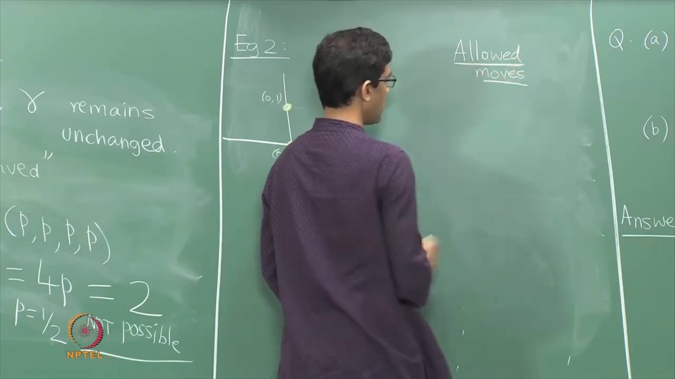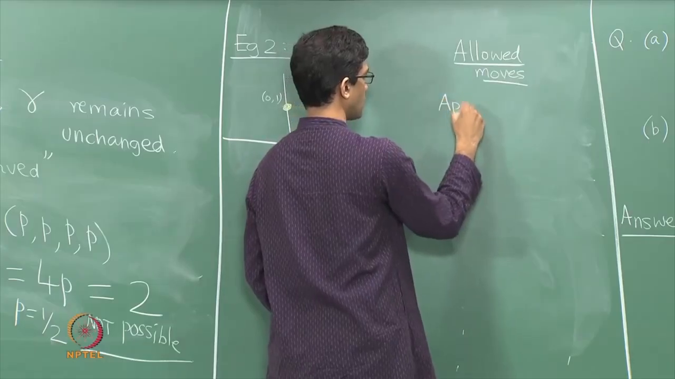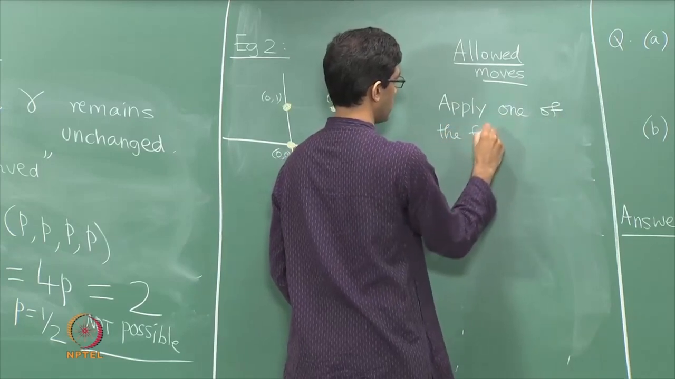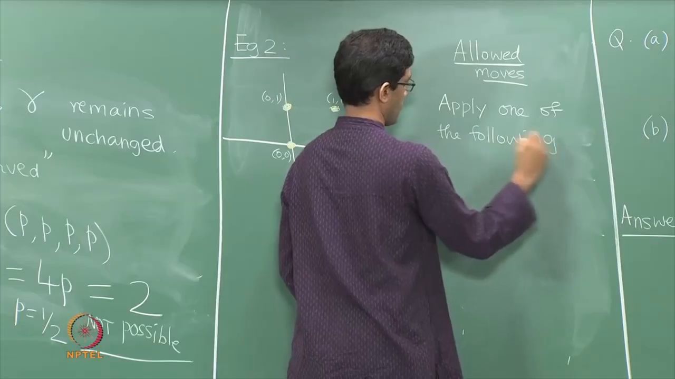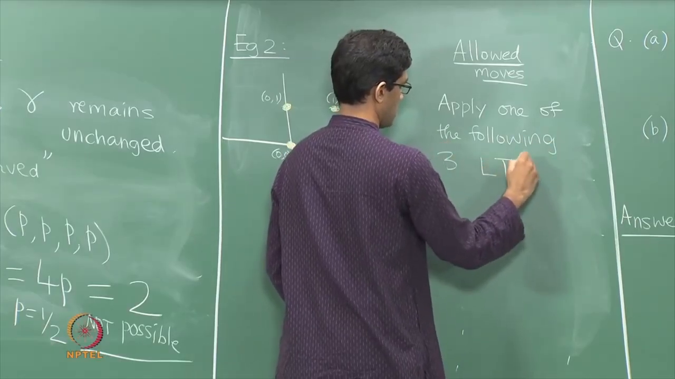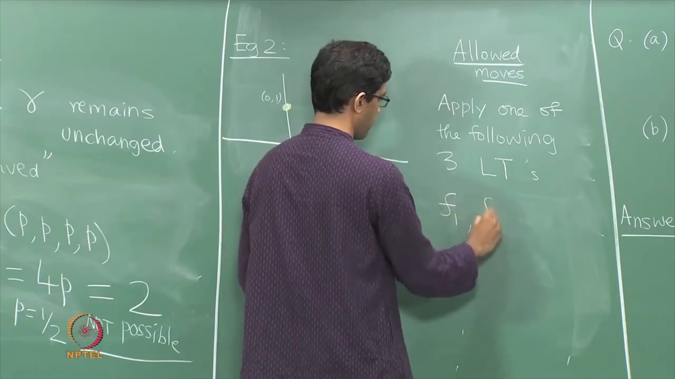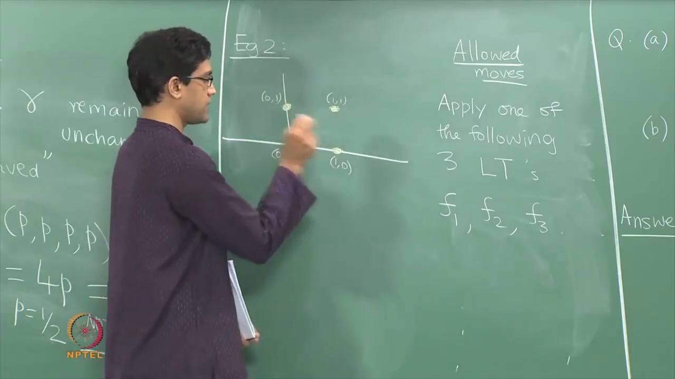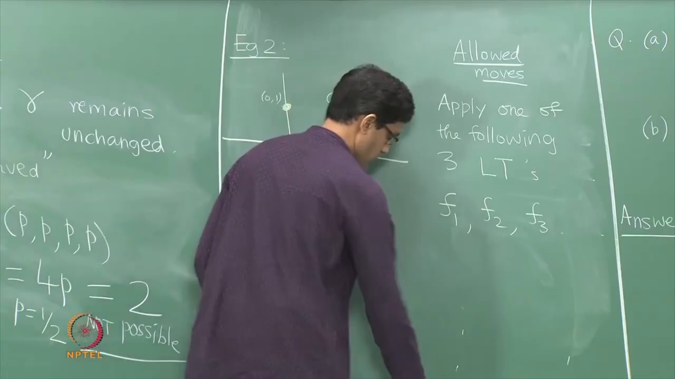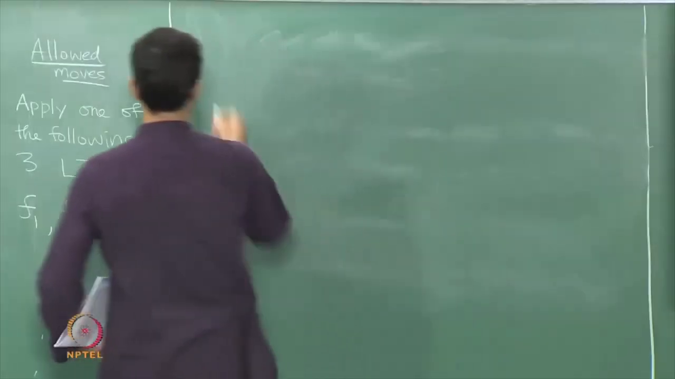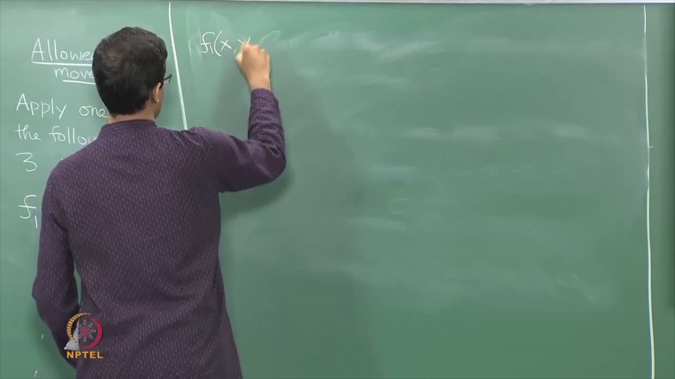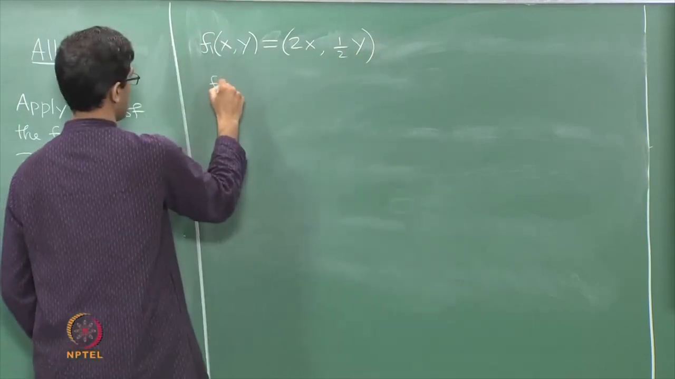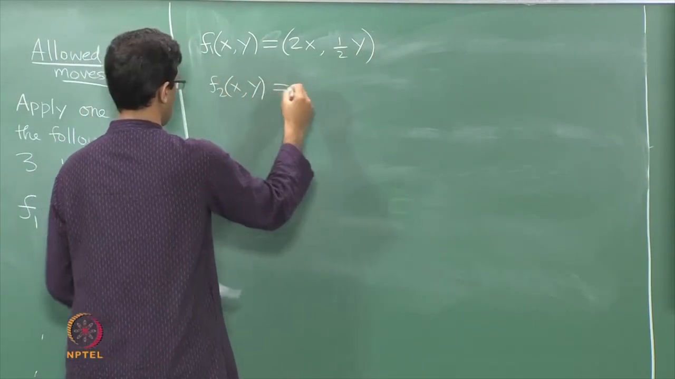At each time t, you are allowed to apply one of the following three linear transformations. I'll call them f1, f2, f3. So there are three functions, which are all linear transformations. What you can do is apply that function to all four points at once. So let's first write out what these linear transformations are. f1 of x, y is 2x comma half y. That's one function. The second function, f2 of x, y, is y comma x.